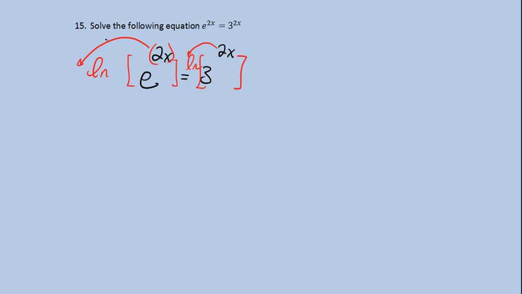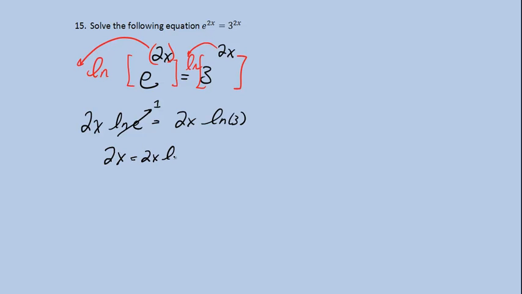So, doing that, I can bring out my 2x, and I have ln of e, so I bring that 2x out front. I'm left with ln of e, and that is equal to 2x over here times ln of 3. Okay, so we know ln of e is equal to a value of 1, so I get 2x is equal to 2x ln of 3.